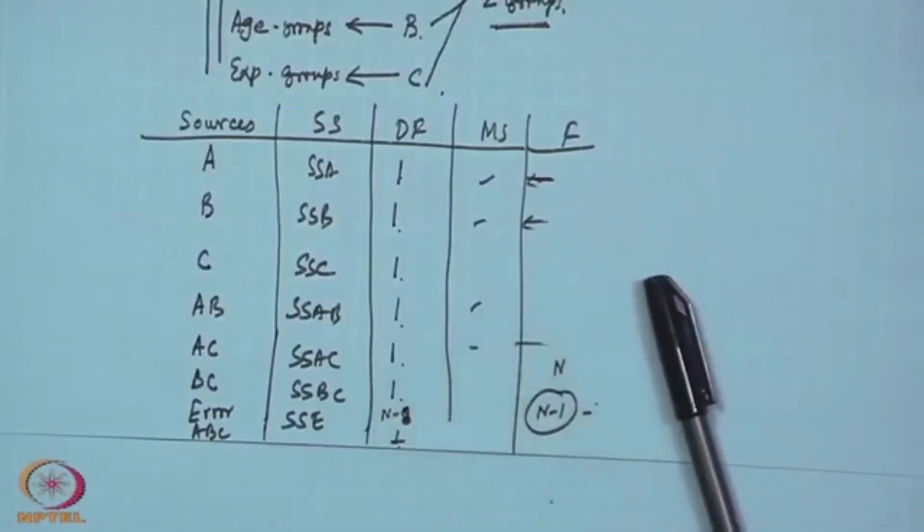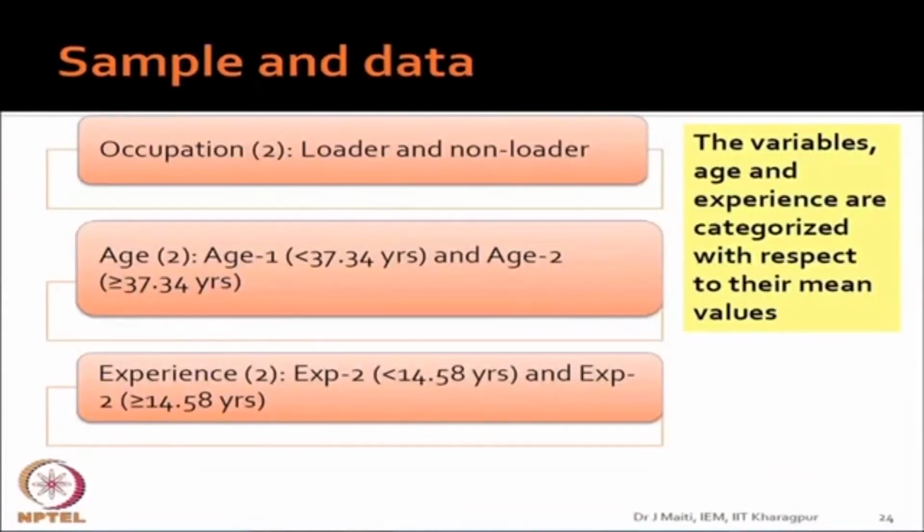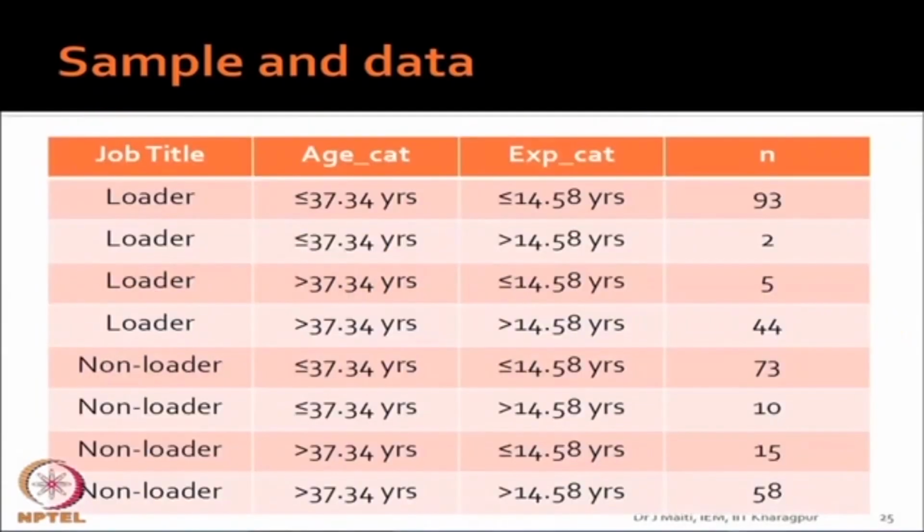Okay. Let us see the study. Now, we have taken these groups and there are 300 observations. So, total observation is 300. Now, see the observations job title wise, category wise and age and experience wise. Suppose, what I mean to say, loader less than 37.3 years of age and experience less than 14.58, these are the mean age and mean experience values, has 93.